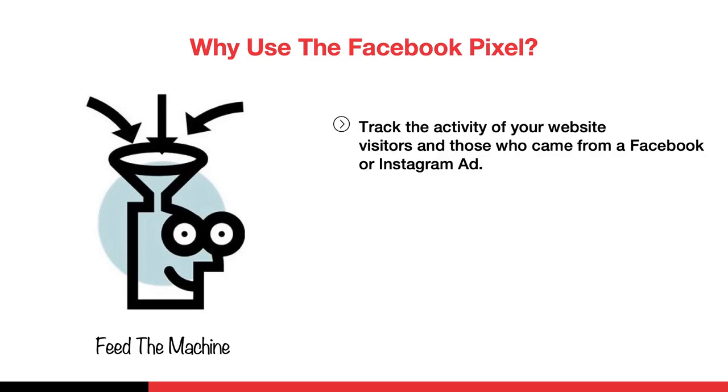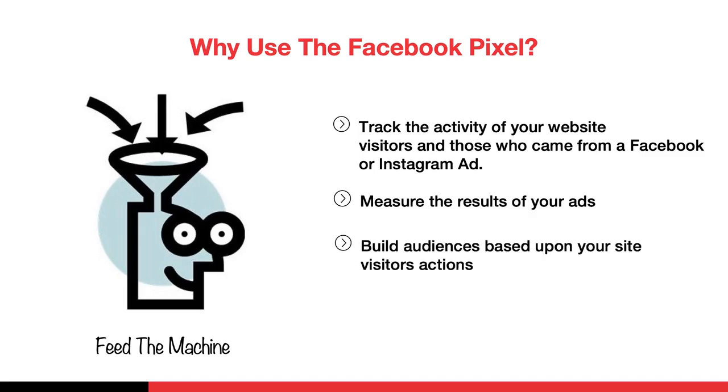Why do we want to use a Facebook Pixel? Well, we want to track the activity of your website visitors and those who came from a Facebook ad or an Instagram ad, or Facebook has lots of other placements. We can actually tell exactly where someone clicked on an ad and exactly where they became a lead. We want to be able to measure the results of the ad. And also, the Pixel is going to be all-knowing.